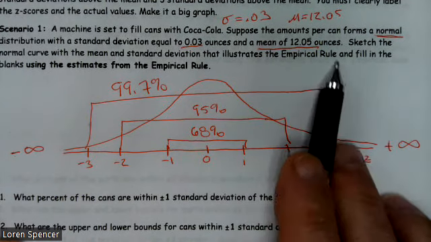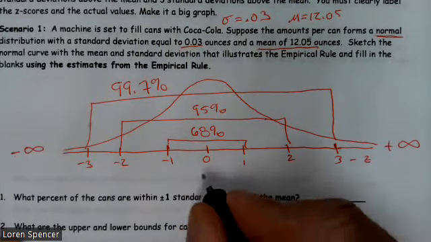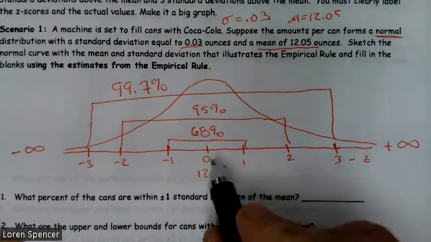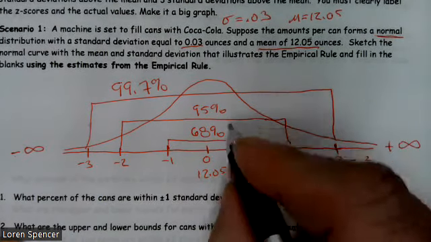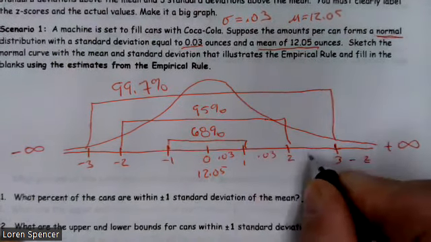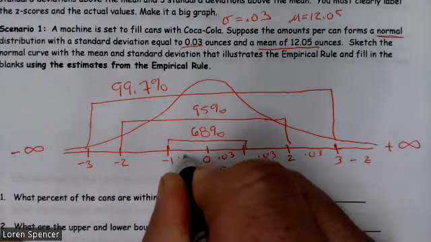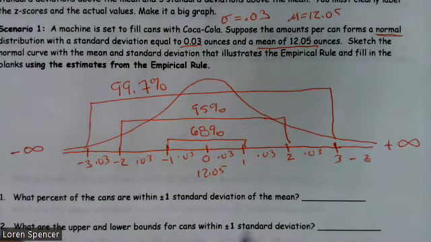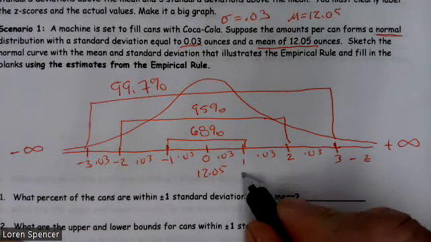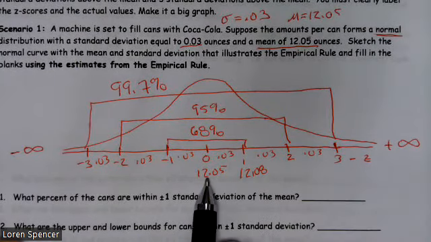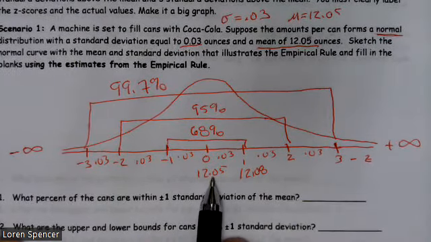These are our z-scores, but we probably should list our actual values. And this is 12.05. Now, our standard deviation happens to be the distance between these, so our standard deviation here is 0.03. This is 0.03, this is 0.03, and 0.03 again. Well, if I add 0.03 to this, I get 12.08. And if I subtract 0.03, I end up getting 12.02.